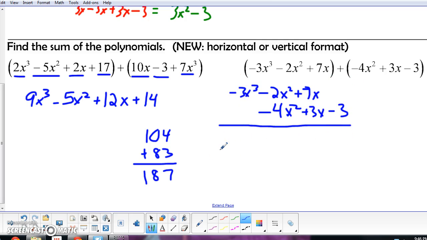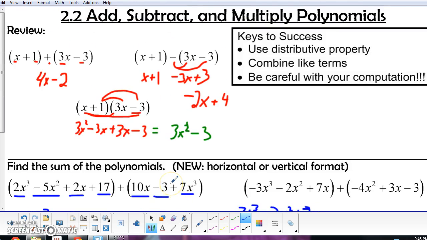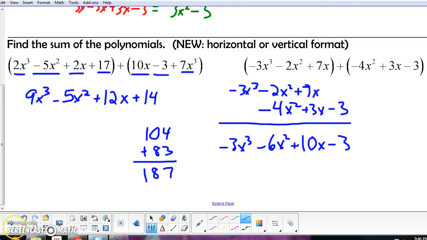Negative 3x cubed is negative 3x cubed, because there's nothing else to add to it. Negative 2x squared minus 4x squared is going to be negative 6x squared. 7x plus 3x is 10x. And finally, negative 3 is negative 3. So there you have it. That's adding like terms, which is adding polynomials. Next video, we'll get into subtracting and multiplying.